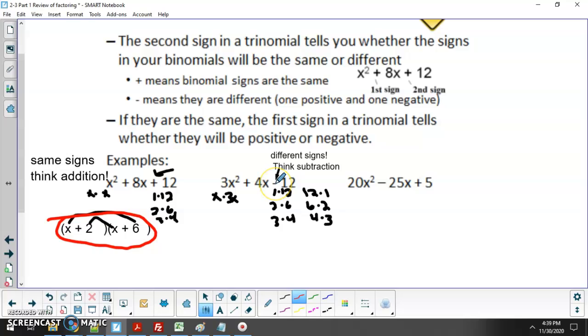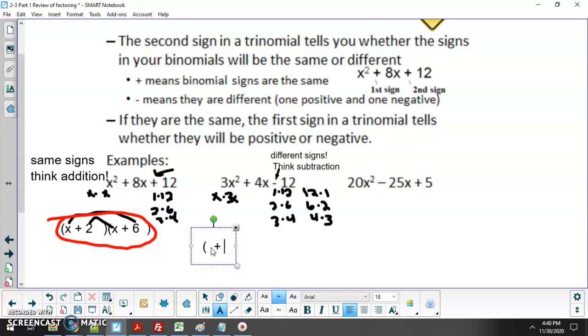All right, so notice that this second sign, the sign you always want to look at first, is minus. That tells you that for your binomials you would need to multiply a positive by a negative in order to get a negative last term. I don't really know what that last term is. It's got to be one of these factor pairs over here. For the first term, it could be x and 3x or 3x and x.